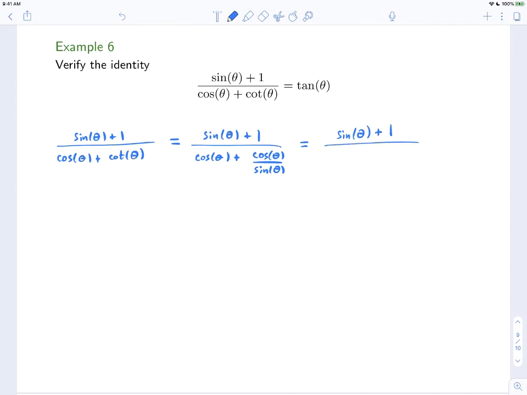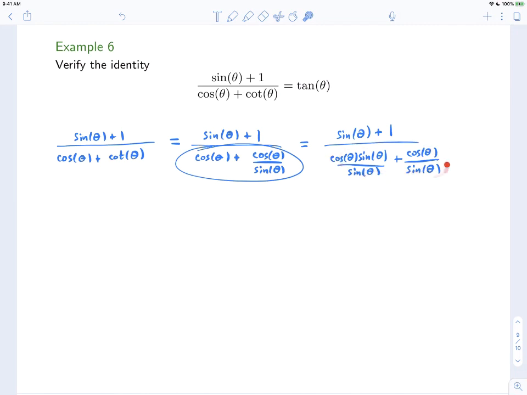The denominator, I'm going to combine these terms. So in order to do that, I need to give them a common denominator. So there's a cosine theta. I need a sine theta in the denominator. So this is going to be cosine of theta times sine of theta divided by sine of theta, plus cosine of theta divided by sine of theta. So for this term, you can see that the sine of thetas would cancel and you just have cosine of theta. But we wanted to do this because we wanted to give these terms in the denominator a common denominator of their own, which is sine of theta.